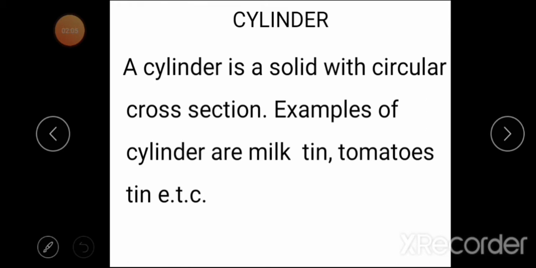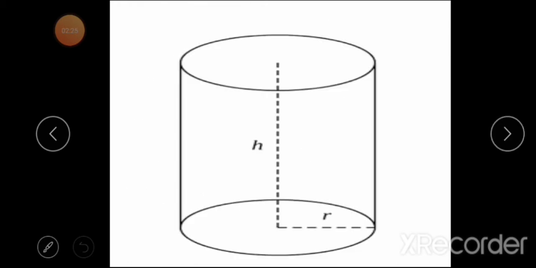Remember your drum you used to fetch water? Most of them are cylinder in shape. Your tomatoes can, your milk can, even your beverages can, they are cylinders. Your paint cup, your paint rubber, your custard container, those are cylinder in shape. And a cylinder usually has what we call the radius and the height. This is the radius of a cylinder, and this is the height of the cylinder.